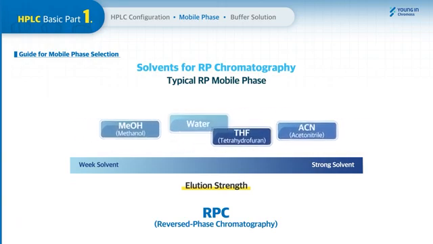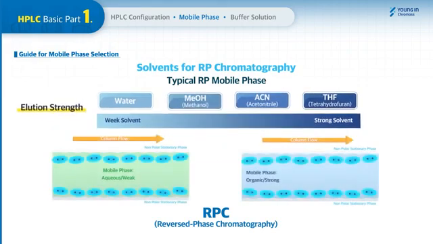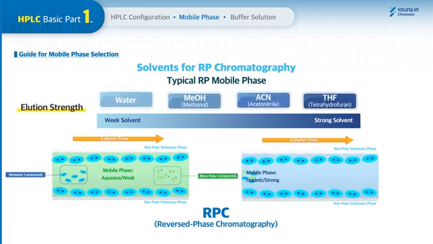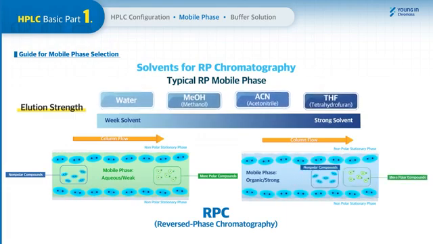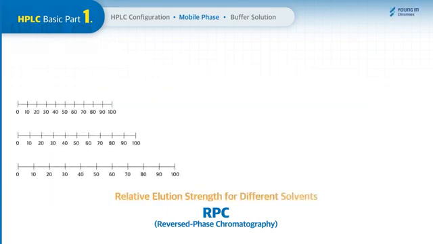Putting these solvents in order of elution strength, the water is a weak solvent and organic solvents are strong. Elution strength is related to its polarity. If you use the mobile phase as weak solvent, the nonpolar compounds are retained in a column longer. But if you use the mobile phase as strong one or increase the amount of organic solvents, the nonpolar compounds are relatively eluted earlier.